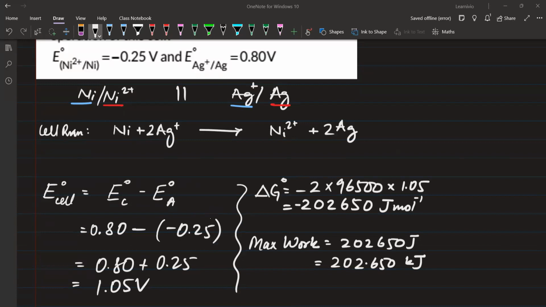202.65? I mean, there is no reason why we are writing in kilojoules. We can leave that in joules also. But most of the time I've seen in marking schemes that convert it into kilojoule. But you can write it in joules and there will be no difference in marks.